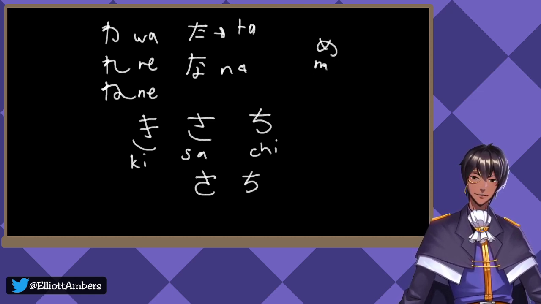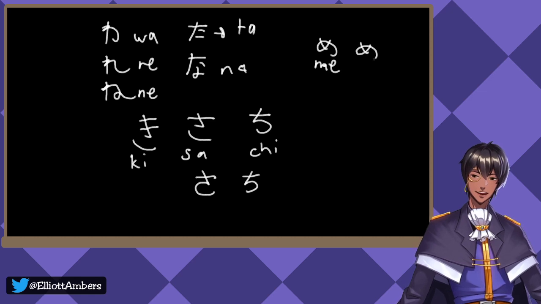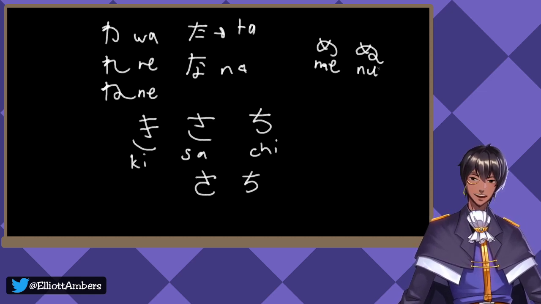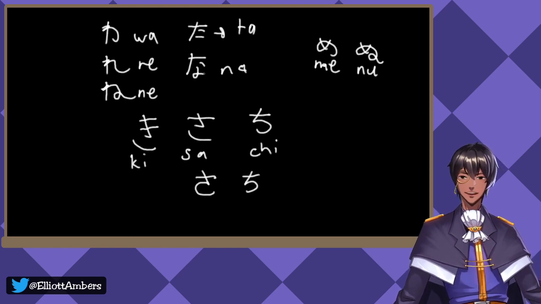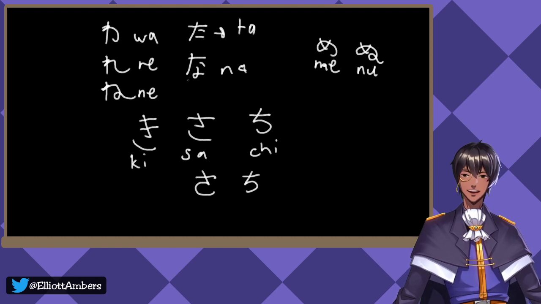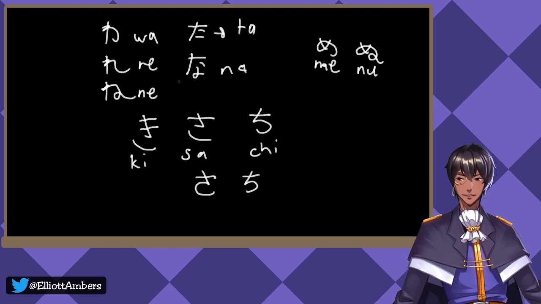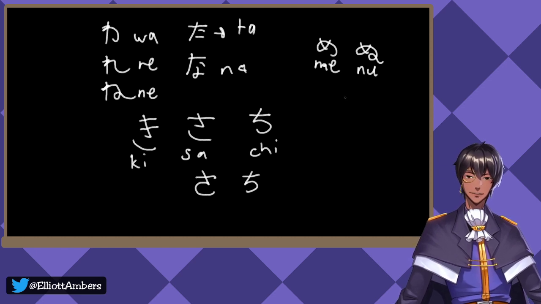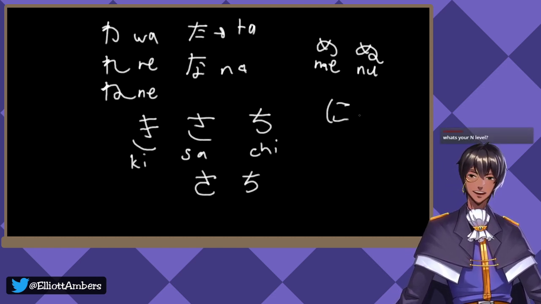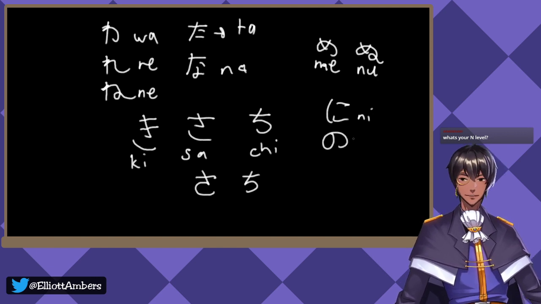Ne, and then this is nu. You can see nu has that little loop, and ne also has that little loop, and na has that loop. So you can remember all those n consonants by the fact that they're all looping like that. Na, ne, nu. Unfortunately, not all the n characters have that. Ni looks like this, and no also loops.